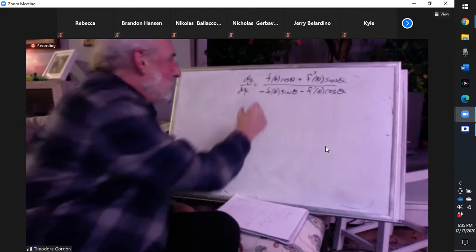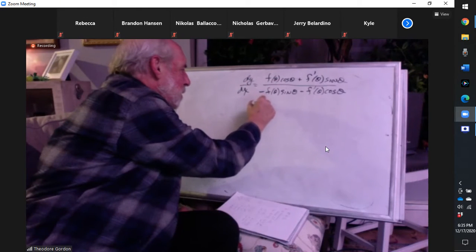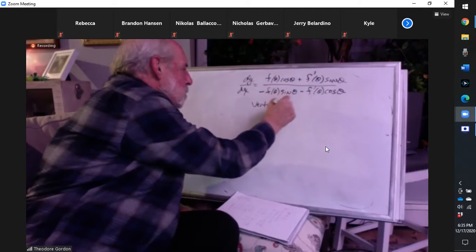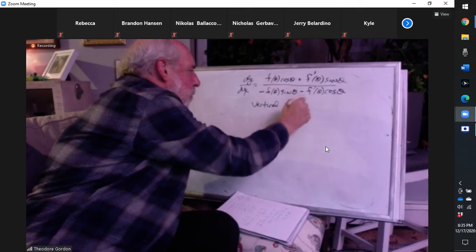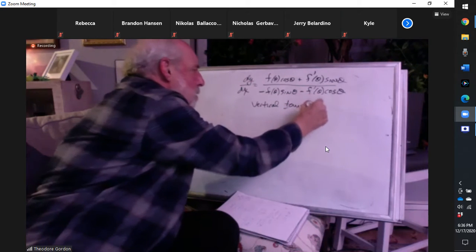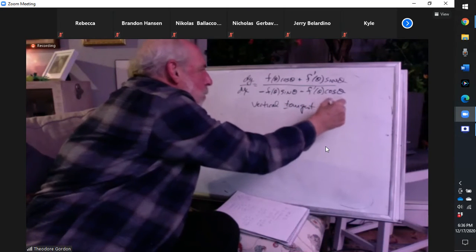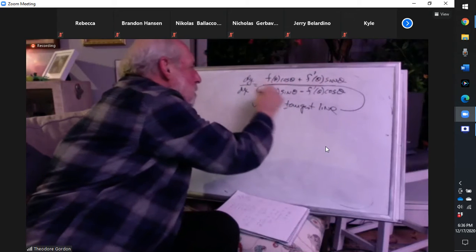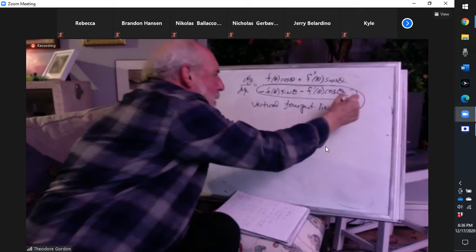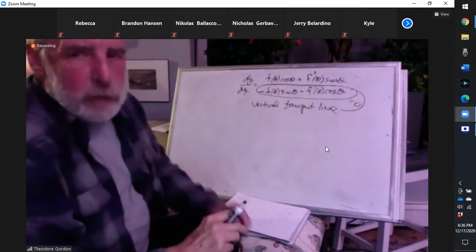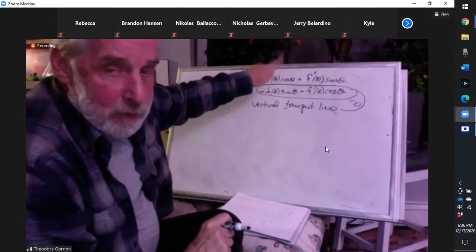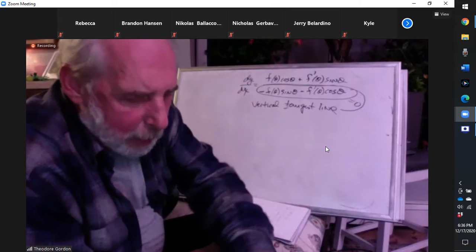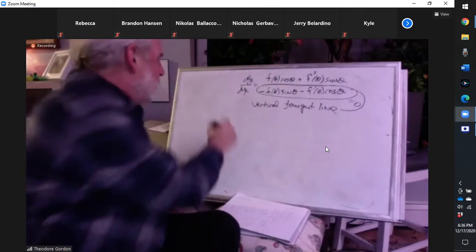If we're looking for vertical tangent lines, for a vertical tangent line, what we're looking for is the denominator to be 0. We're looking for a 0 in the denominator, but not a 0 in the top. That's a different thing that happens up there. So number 65.